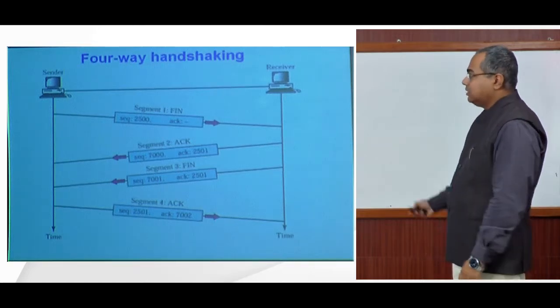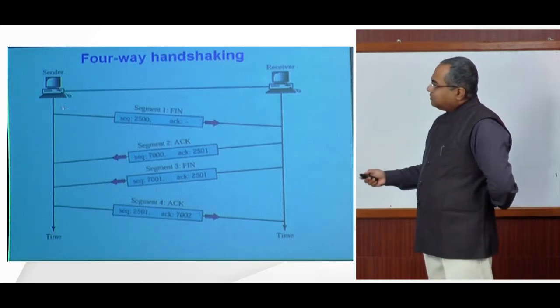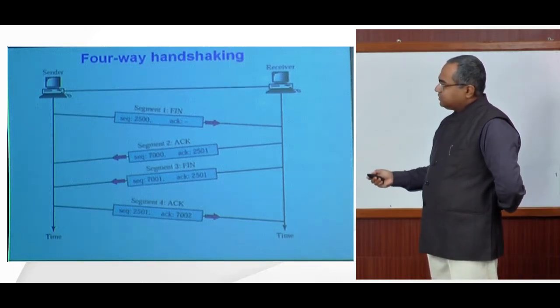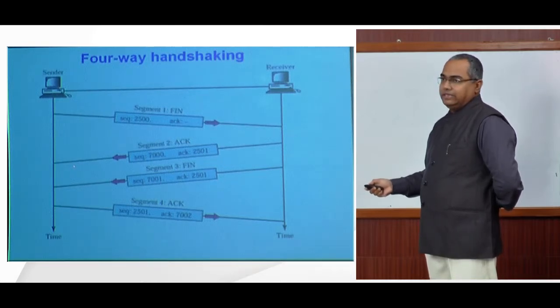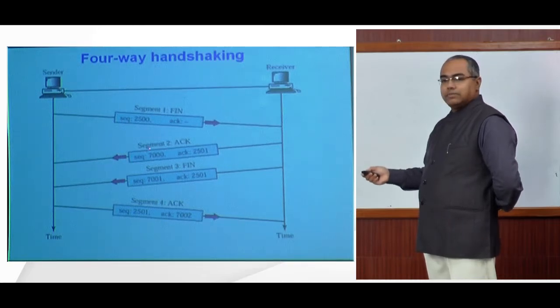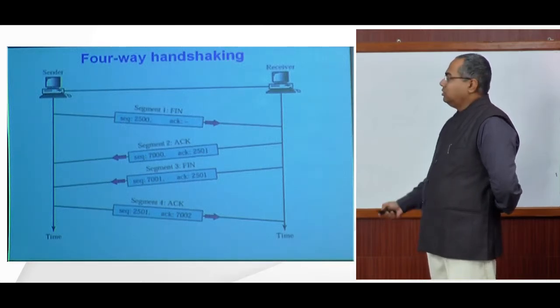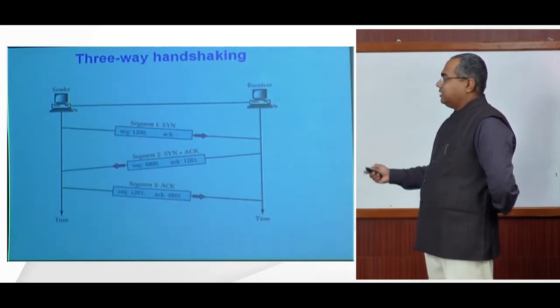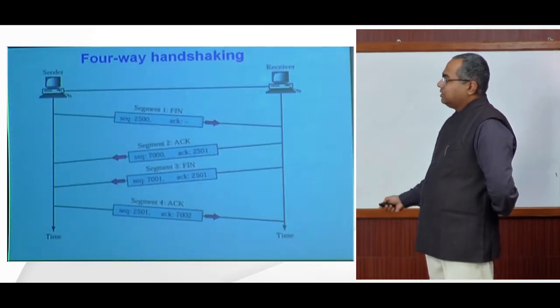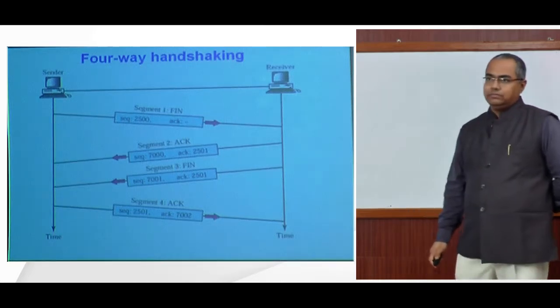Now the query comes: can this four-way handshaking be made three-way handshaking? Yes, why not? Sender sends FIN, receiver sends FIN plus ACK. So in a single segment, it requests both the termination as well as the acknowledgement. So basically 2 and 3 can get merged into a single segment. Once that is received, that can get acknowledged also. So my connection setup is a three-way handshaking. My connection termination can be a four-way handshaking or a three-way handshaking, either way.